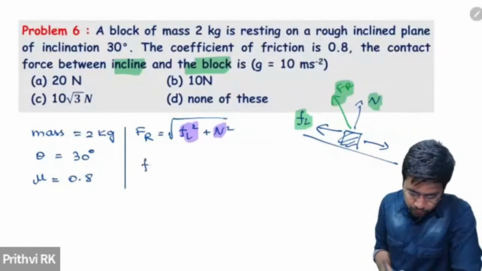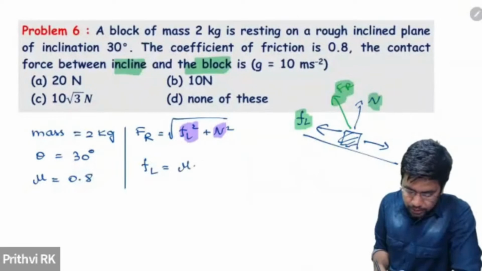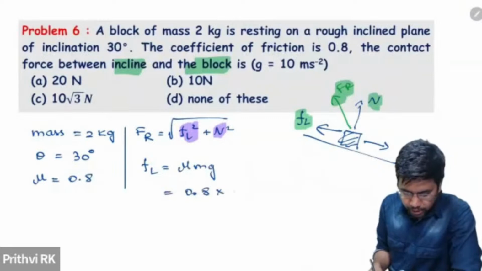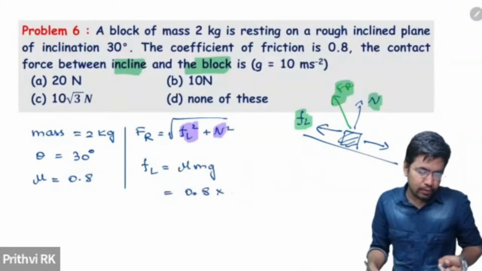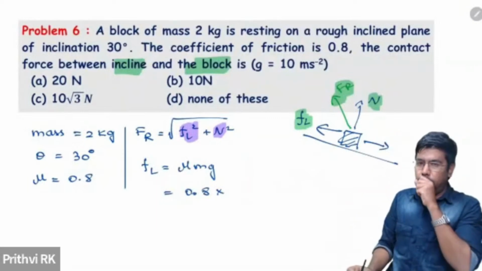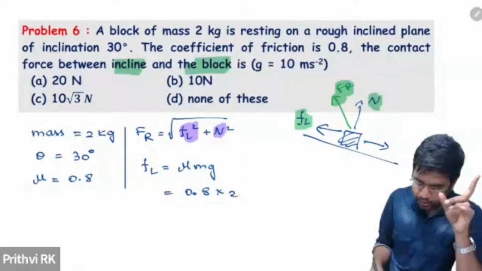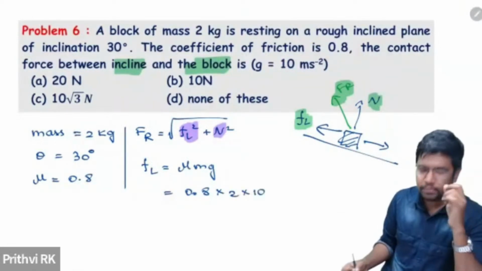So let's just solve FL. What is the formula for FL? It is mu mg, right? And what is the value of mu? 0.8, into the value of m, which is here 2 kg, into g's value, which is 10.